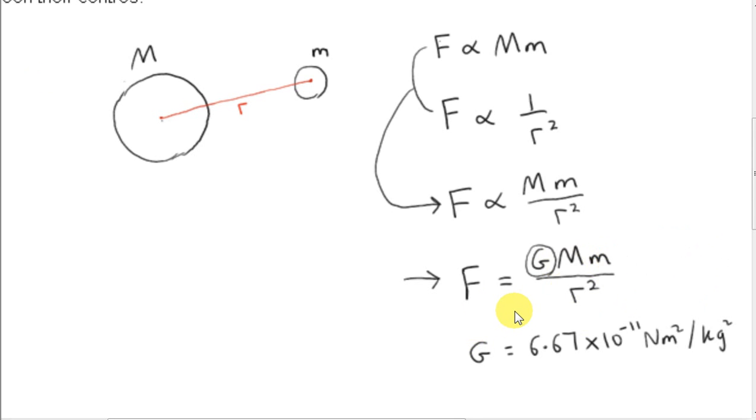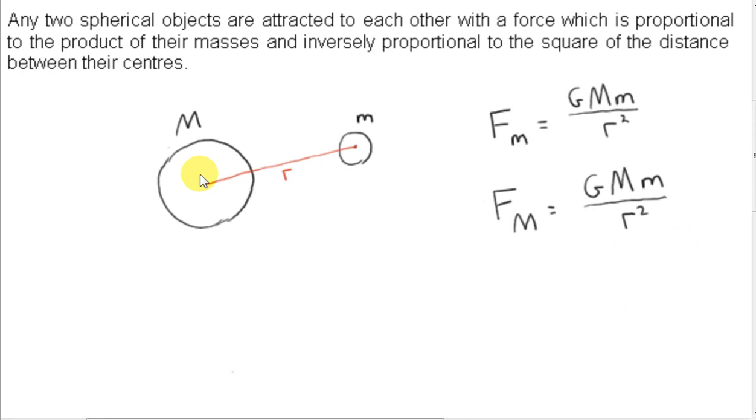Let's look at some examples. The force on each mass is the same. So the force on big M is the same as the force on little m. Let's look at the force on big M. It's an attractive force. I mean, big M is attracted towards little m.